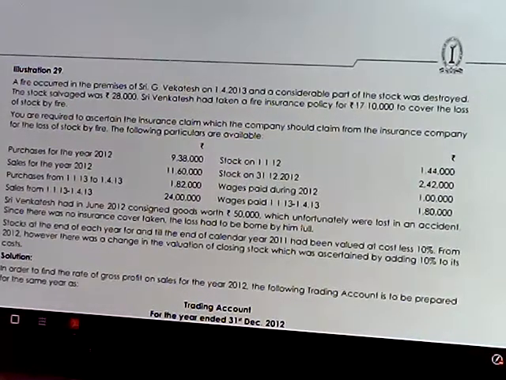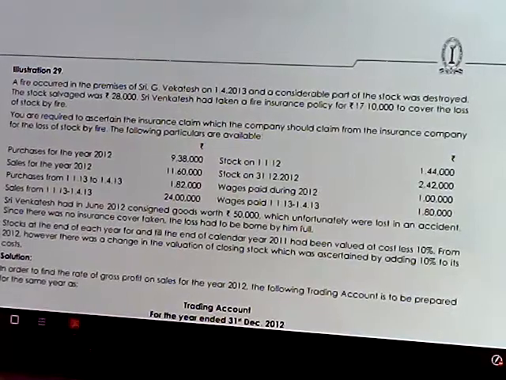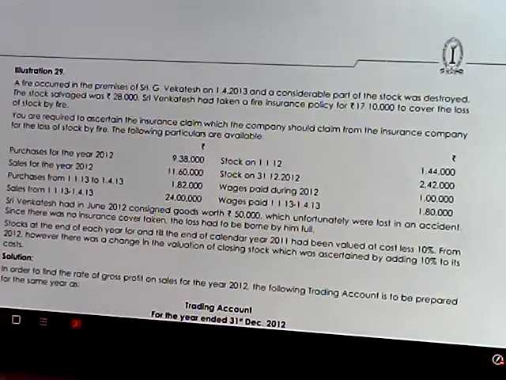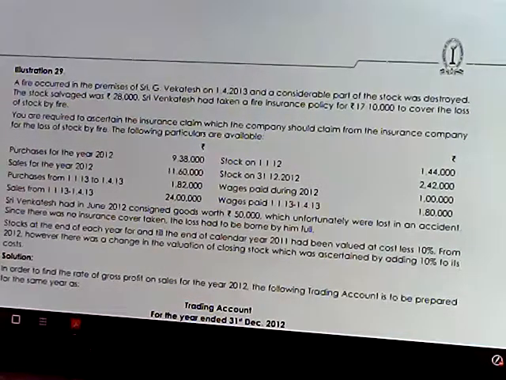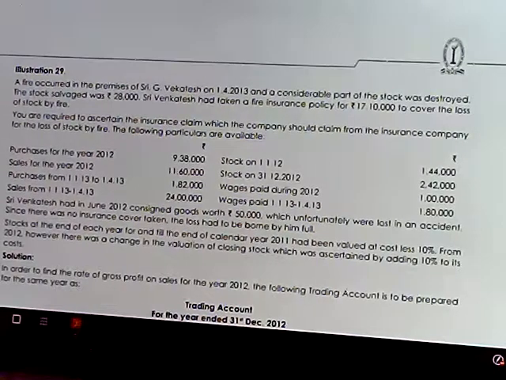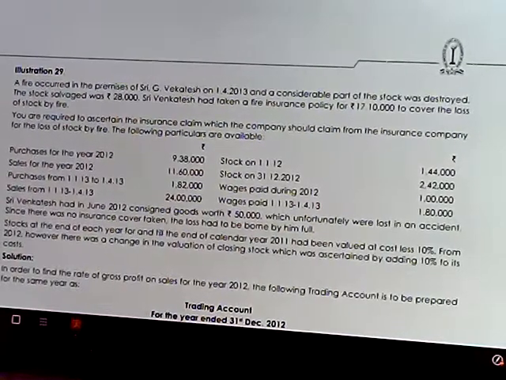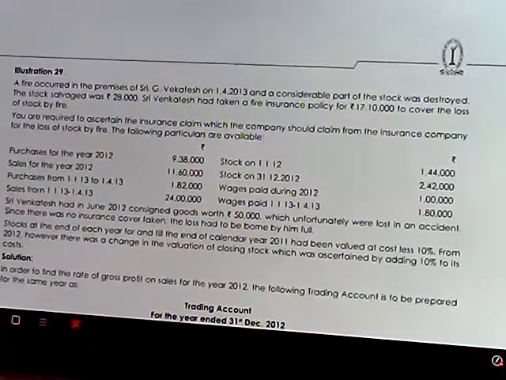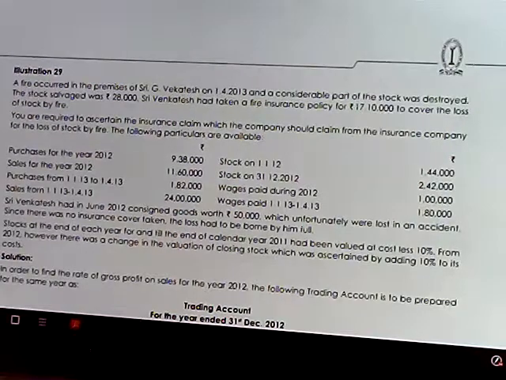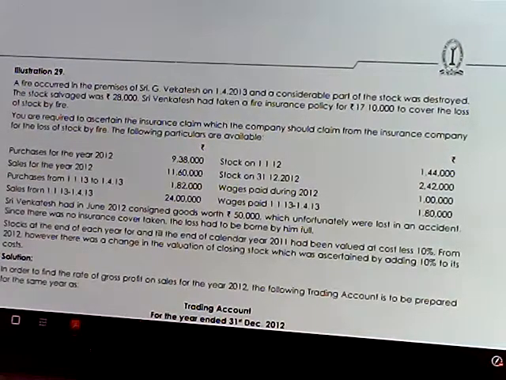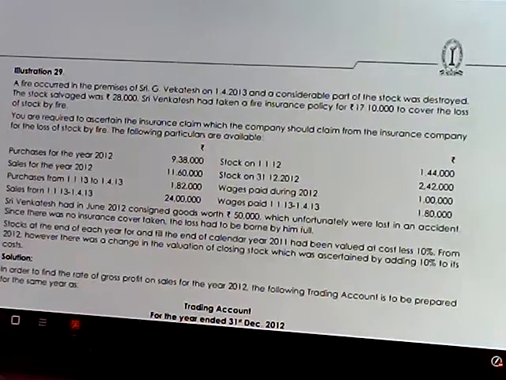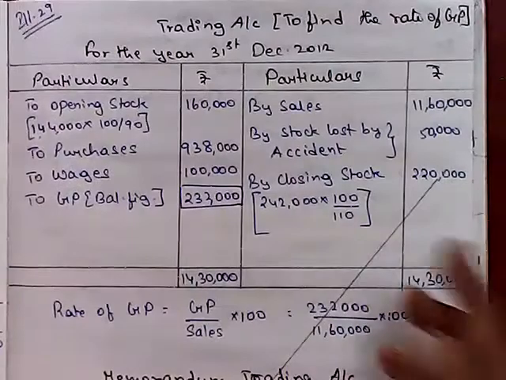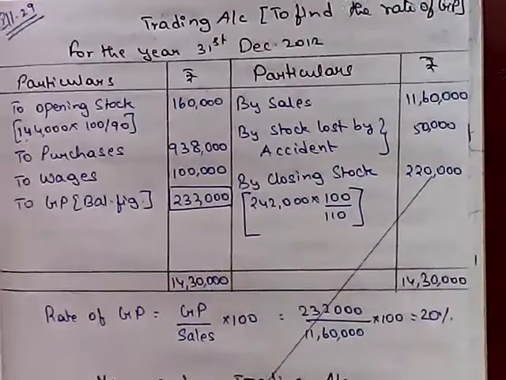Sri Venkatesh had in June 2012 consigned goods worth rupees 50,000, which unfortunately were lost in an accident. Since there was no insurance cover taken, the loss had to be borne by him in full. Stock at the end of each year until the end of the calendar year 2011 had been valued at cost less 10%. From 2012, however, there was a change in the valuation of closing stock, which was ascertained by adding 10% to its cost. So this is the question. Let's move on to the answer.